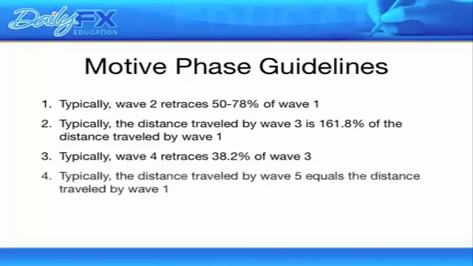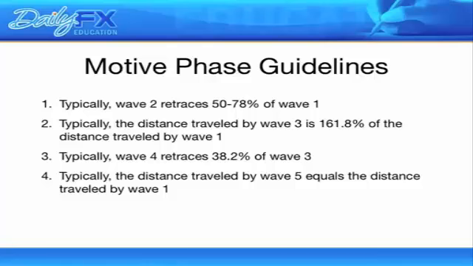Finally, our last guideline is that wave 5 is typically equal to the length of wave 1. So if the distance from the high price of wave 1 to the low price of wave 1 were 200 pips, then the distance from the high price to the low price of wave 5 would likely also be around 200 pips. This guideline can also be used to determine potential targets on a wave 5 trade.